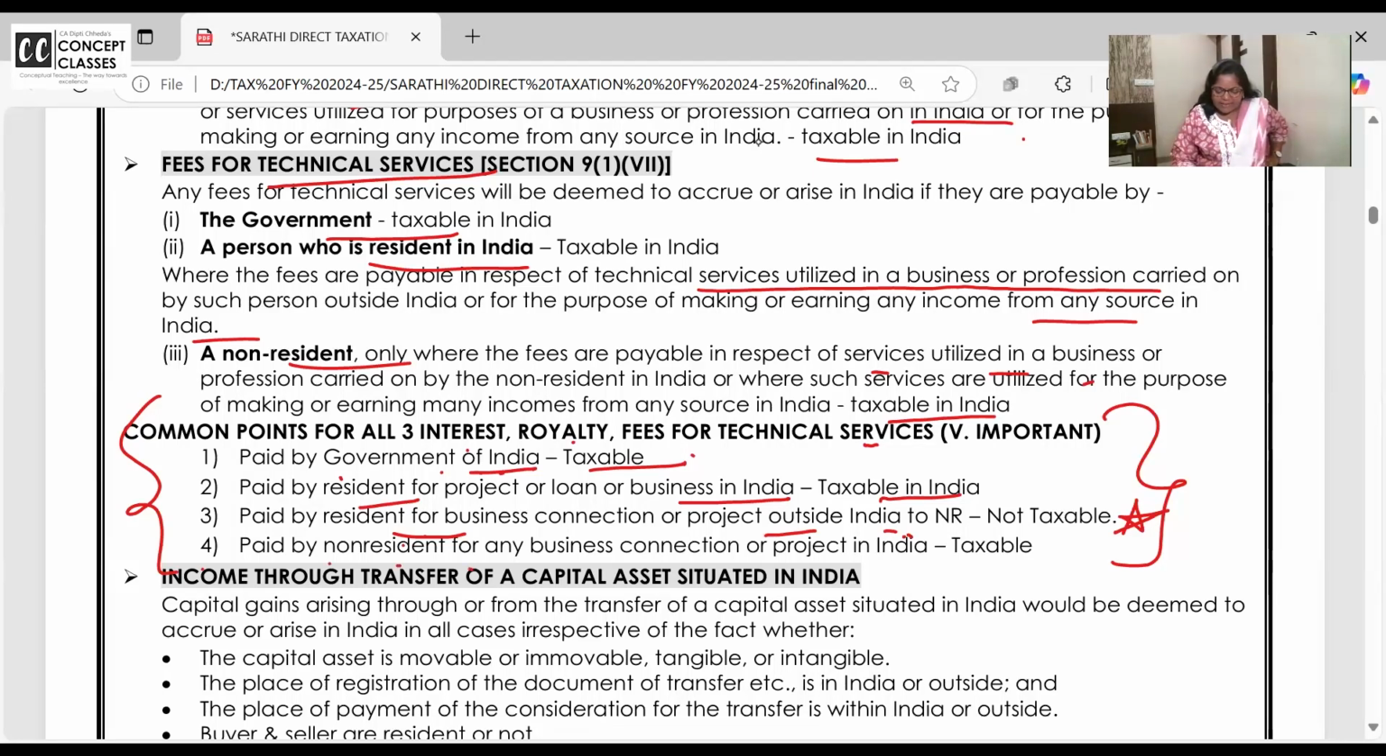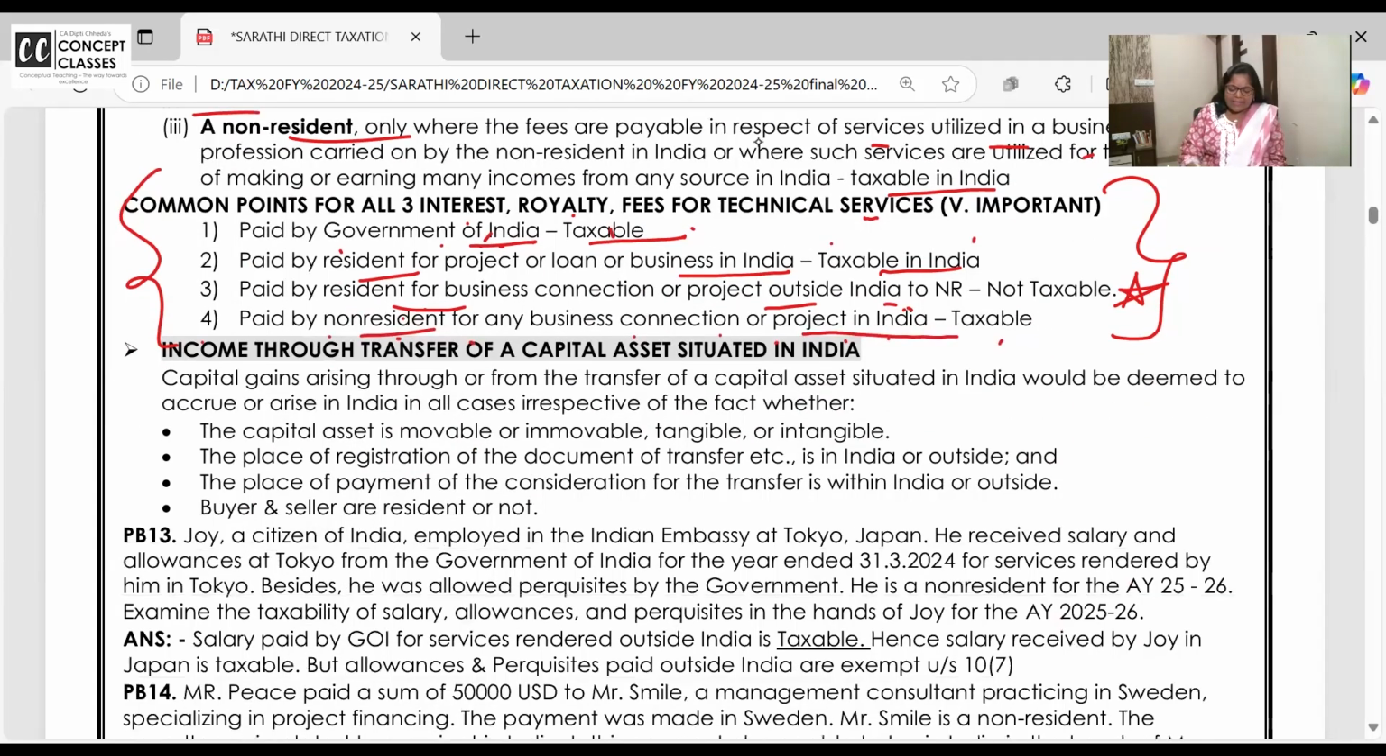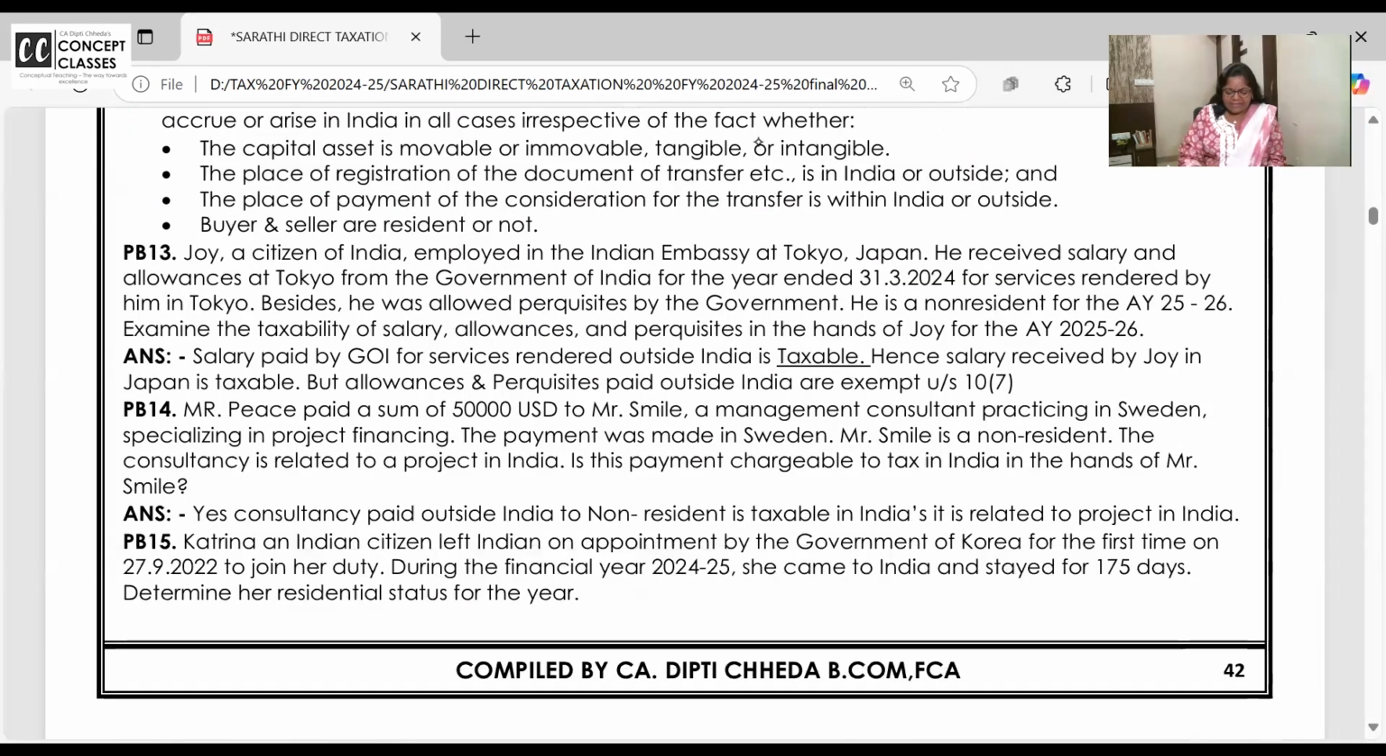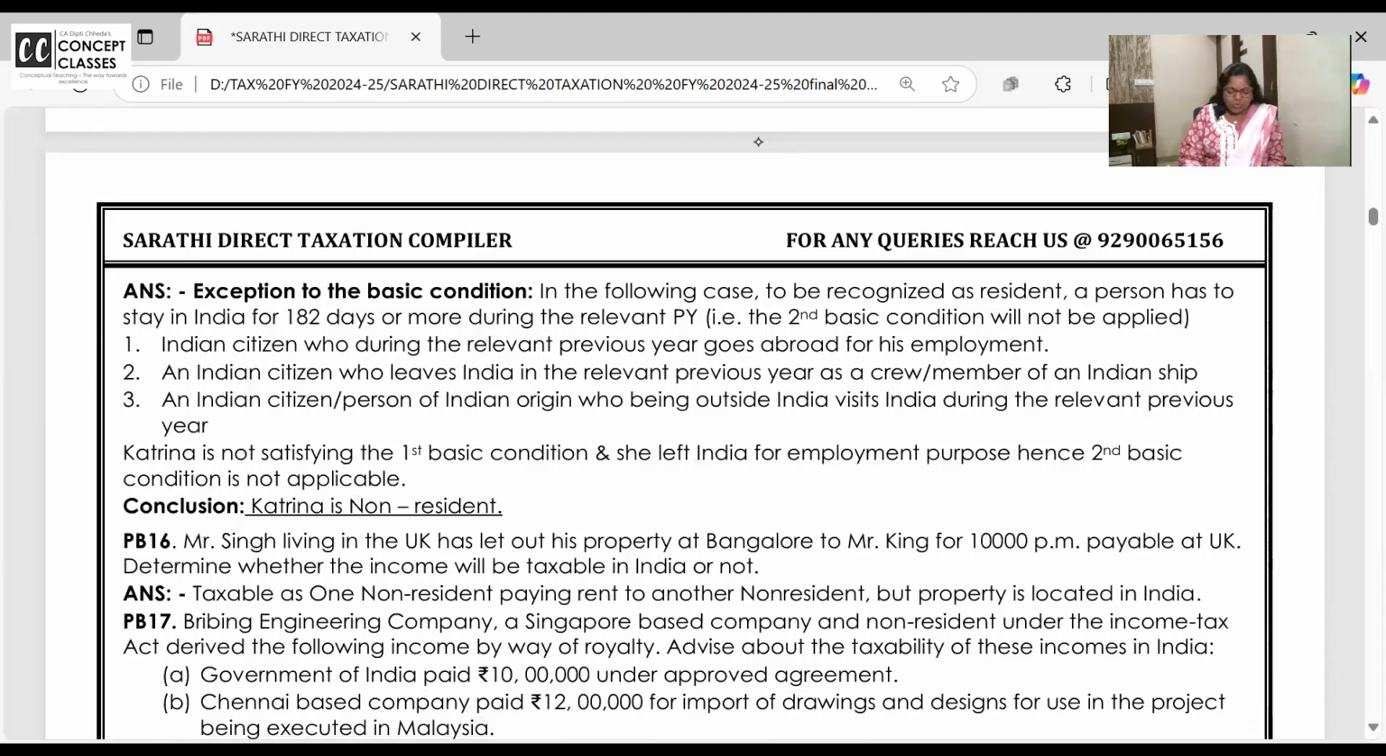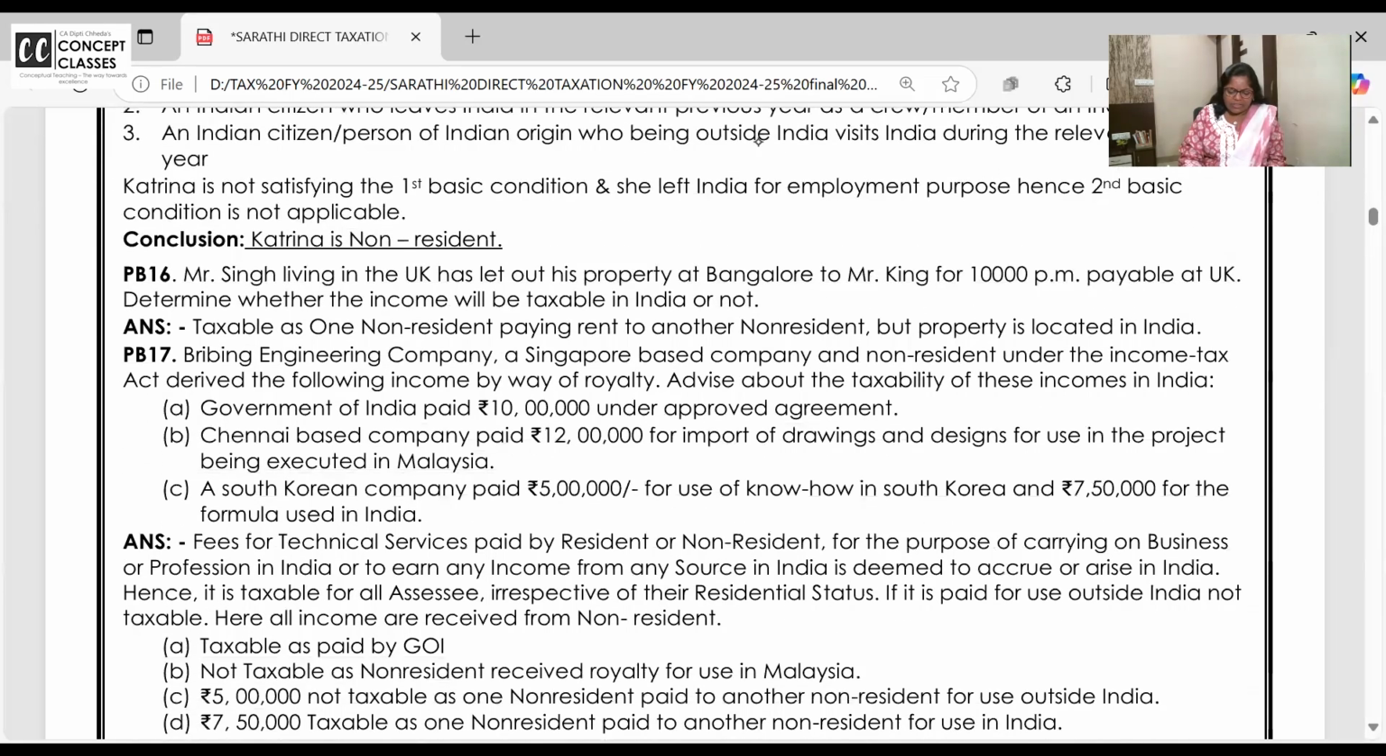Paid by non-resident for any business connection or project. Non-resident is paying interest, royalty, fees, technical for project in India, taxable. This only I made you write in little different. And this I already told you. If the capital asset is in India, registration is done in India, very well taxable. There are more chotu problems, but हम ना पहले ही थोड़े अच्छे वाले problem.